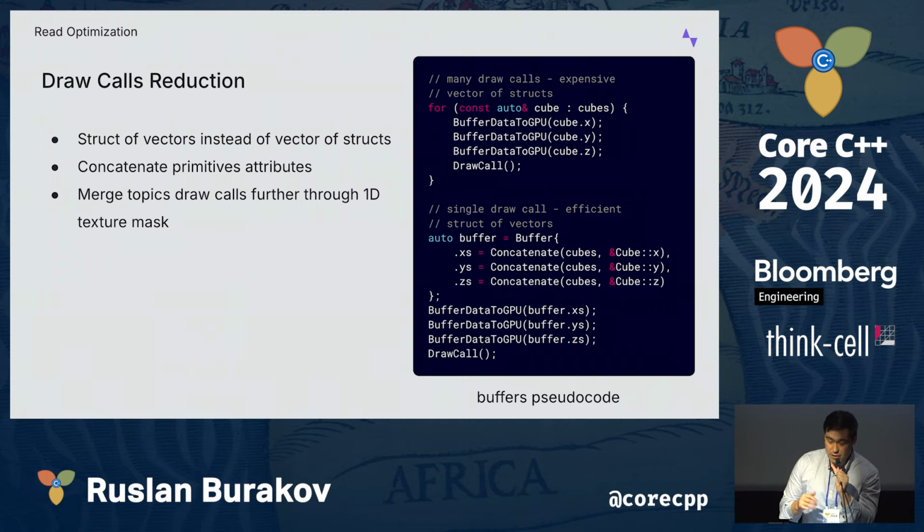Essentially, we are switching from a vector of structs to a struct of vectors by concatenating primitive attributes. In this simplified example, instead of making a draw call for each particular cube, we make a single draw call for all of the cubes. And after that, we go even further. We concatenate even more geometry into a single draw call through a technique known as a one-dimensional texture mask. So it's drawn in a single draw call, but at the same time, our users can still hide particular geometry through this one-dimensional texture mask.